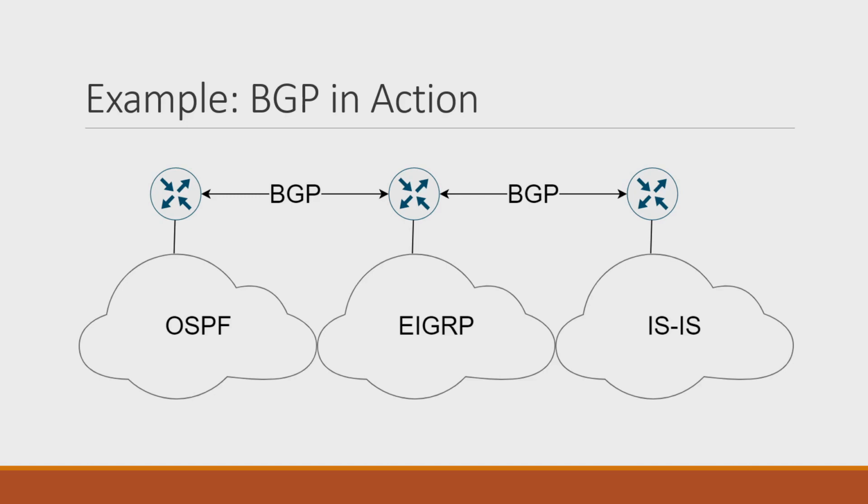This diagram is a bit vague. It could be showing different companies connecting to each other, or a single company using BGP to bridge several IGP domains, maybe as the result of an acquisition or merger.